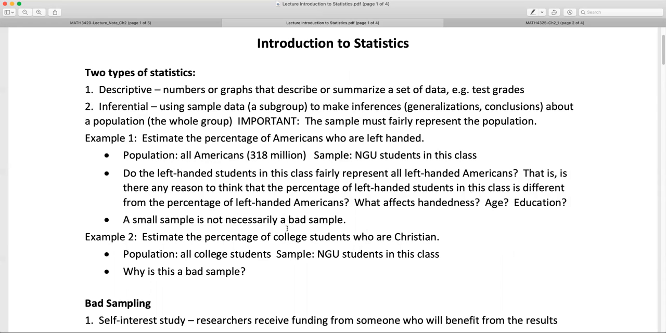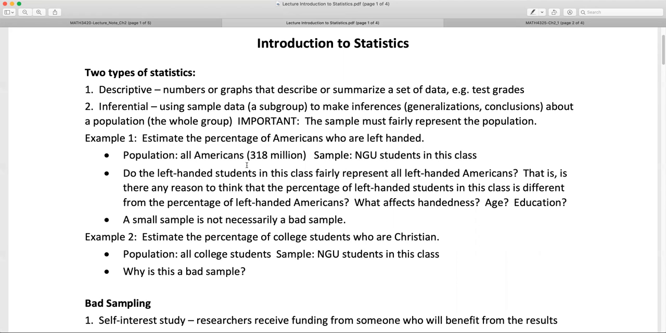In inferential statistics, it means using the sample data to make inferences, which means a generalization or a conclusion about the population. Here, population means the whole group, and the key point in inferential statistics is how we collect the sample data from the population. We're going to talk about this later. But let's see example one.